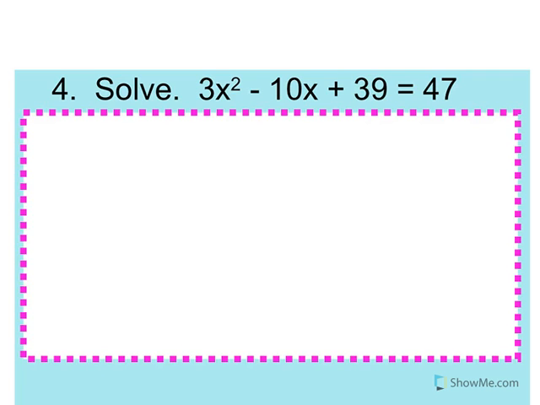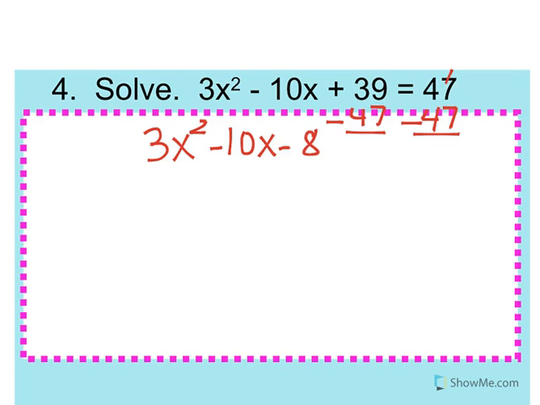I'm hoping when you look at this equation, you notice something interesting. It is not set equal to 0. It is set equal to 47. We need to move the 47 to the other side. Well, the opposite of a positive 47 is a negative 47. So I'm going to rewrite it as 3x squared minus 10x minus 8 is equal to 0. So remember, if we want to move a term from one side to the other side, we do the opposite sign of either adding or subtracting. And since it was positive, we did a negative or a minus sign.